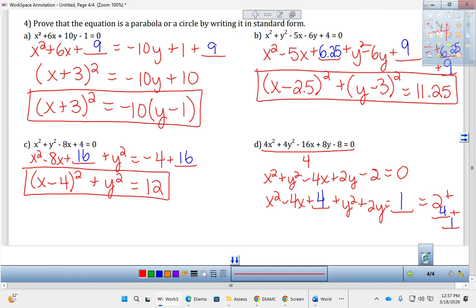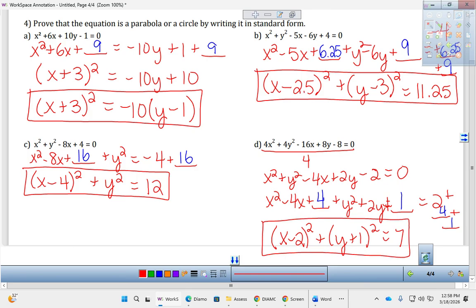At this point, I can factor. What multiplies to 4 and adds to negative 2? Minus 2 and minus 2, or (x minus 2) squared. And then what multiplies to 1 and adds to 2? Positive 1 and positive 1, or (y plus 1) squared. And then on this side of the equation, I have 7. So what this means is I have a circle with a center of 2, negative 1, that has a radius of the square root of 7.